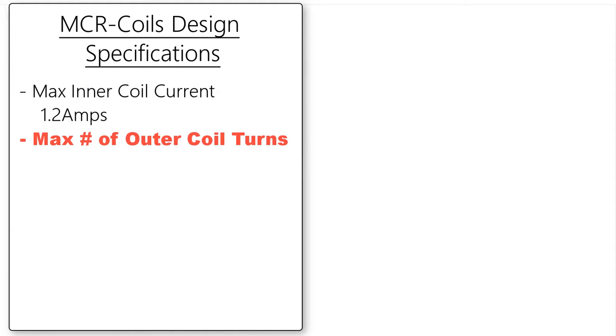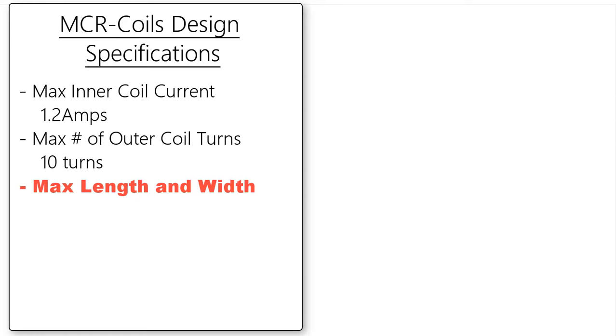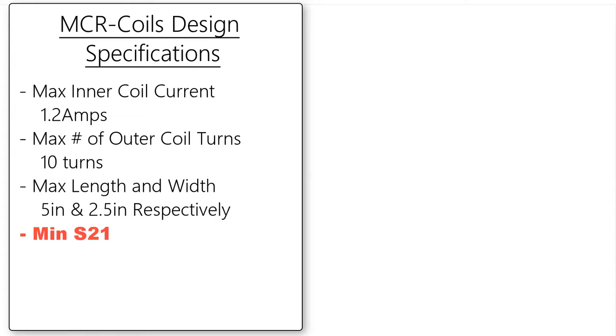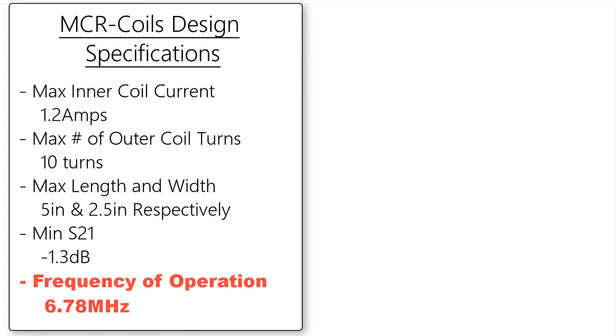We begin by establishing the specifications of the double-layer MCR coil design used for cell phones as follows. The maximum current through the source and load coils is 1.2 amps. The maximum number of outer coil turns is 10 turns. The maximum outer coil length and width are 5 inches and 2.5 inches respectively. The minimum S21 power transfer coefficient is negative 1.3 dB, and the frequency of operation is 6.78 MHz.